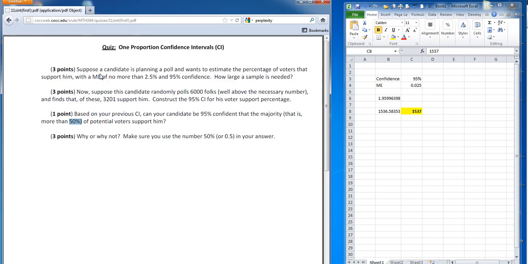So hopefully that helped you get some solutions for your first confidence interval quiz. And I'm going to shut this off now.